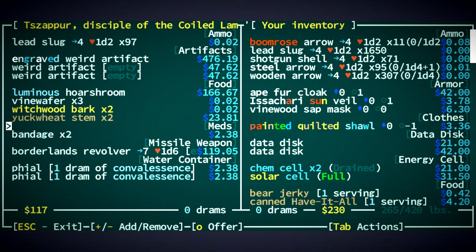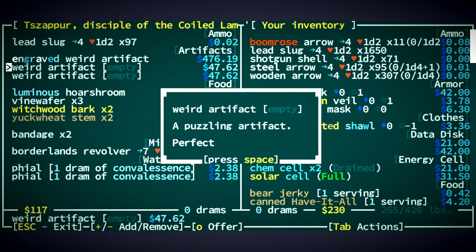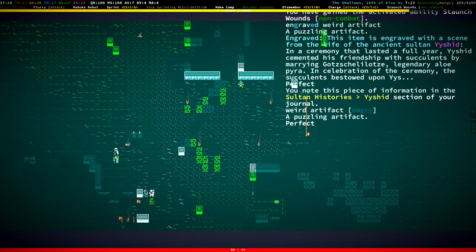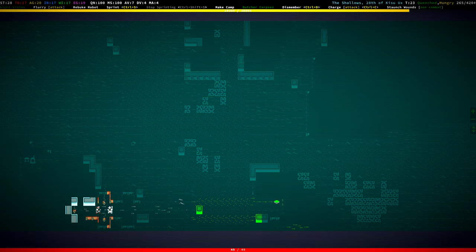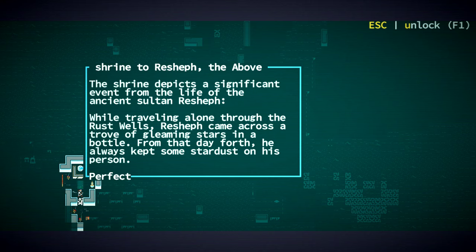Okay. Cool. Can you identify this stuff for me? No. So this guy, the more information we give him about Reshef, the more experience points we get. Let's go for that. So here's this shrine to Reshef. Just looking at it gives us some information.